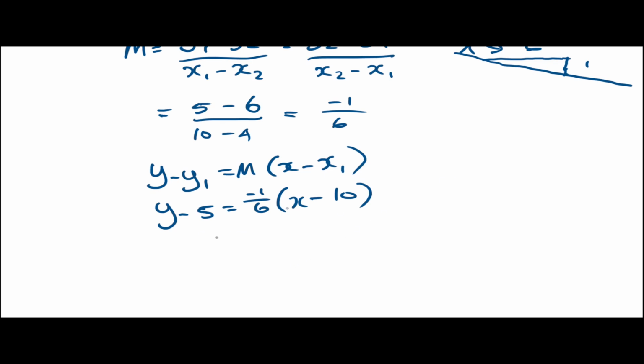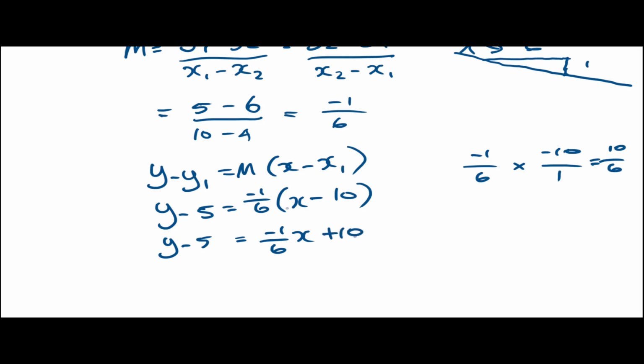And I'm going to expand out these brackets first. And I'm going to leave it in that form. Now, minus 1 over 6 times minus 10 over 1. That's going to be 10 over 6. Remember, negative times negative is positive.